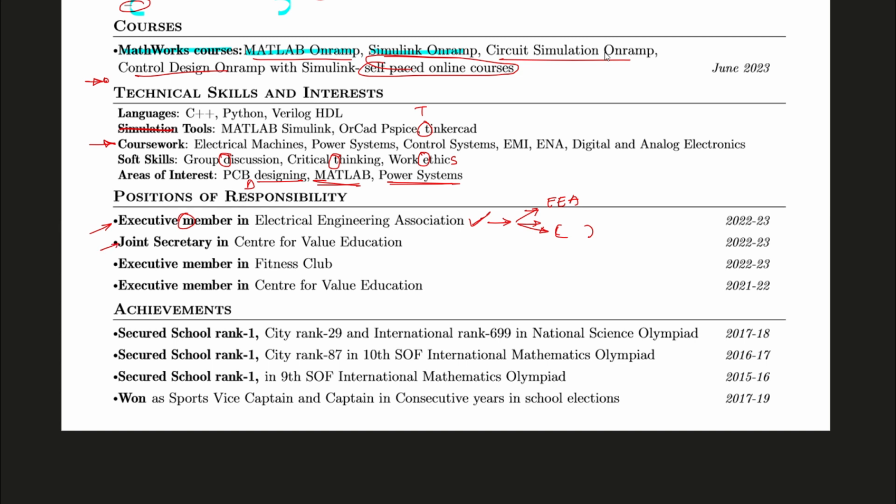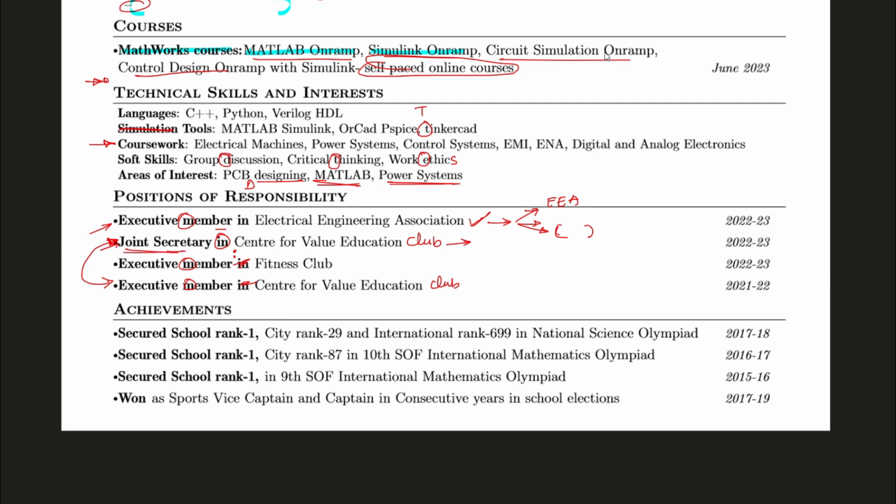Joint secretary in Center for Value Education Club, and 'in' is not needed. You can write joint secretary and a hyphen or colon, then executive member, fitness club, executive member, Center for Value Education. You have already written that, right? See, you have to always include the latest position. Even if it is from the same club, you should not repeat them. Always add the most recent and the most relevant position of responsibility.